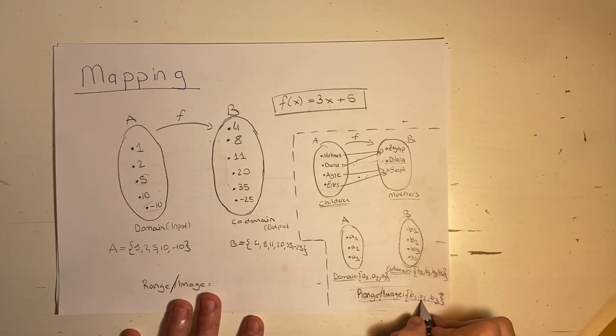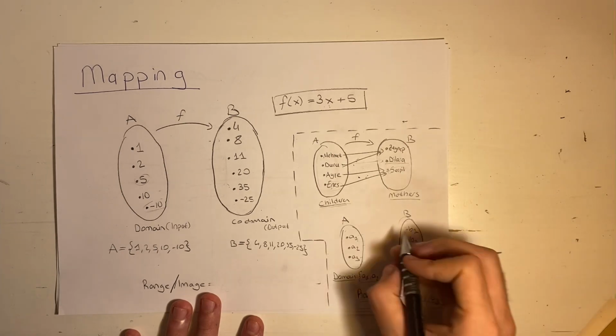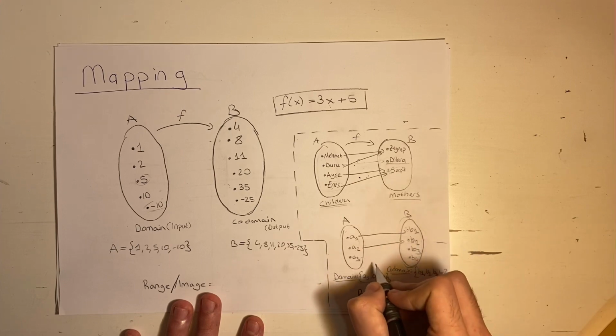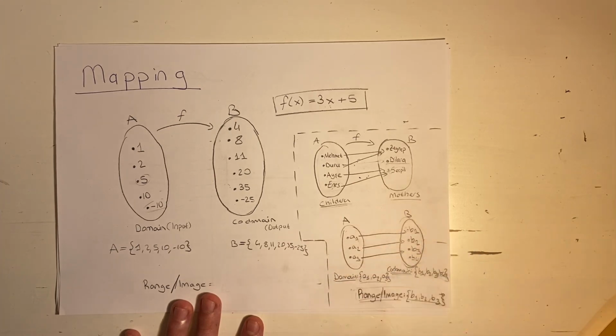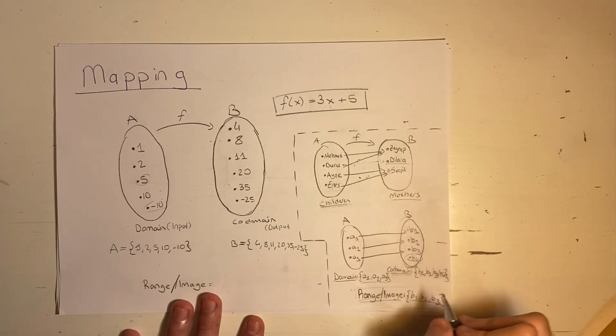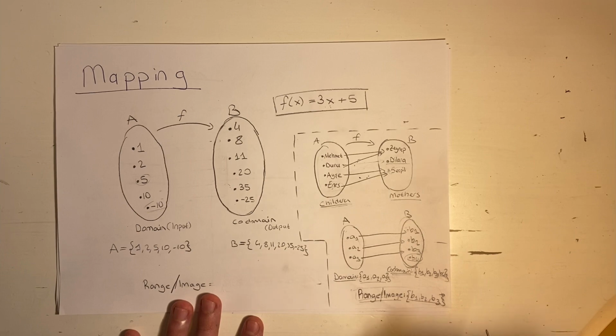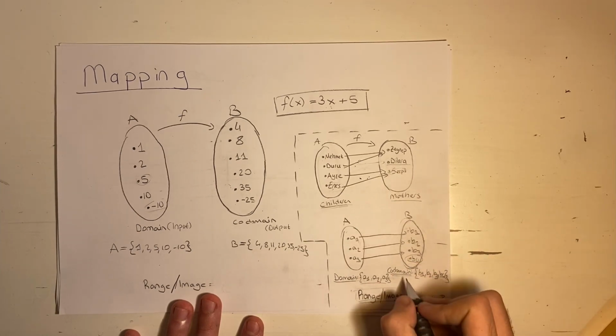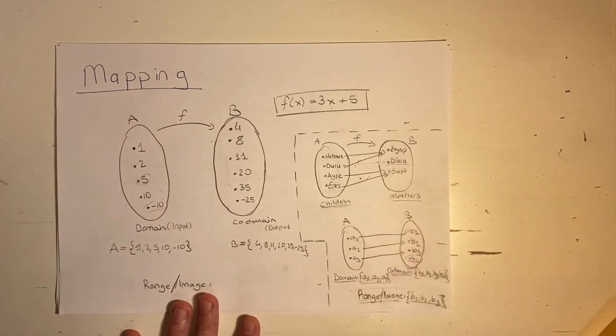So B1, B2, B3 are mapped. Let's say A1 goes to B1, A2 goes to B2, A3 goes to B3. B4 is left open. So this shows that this function's range is not the same as the codomain. One element is left open.